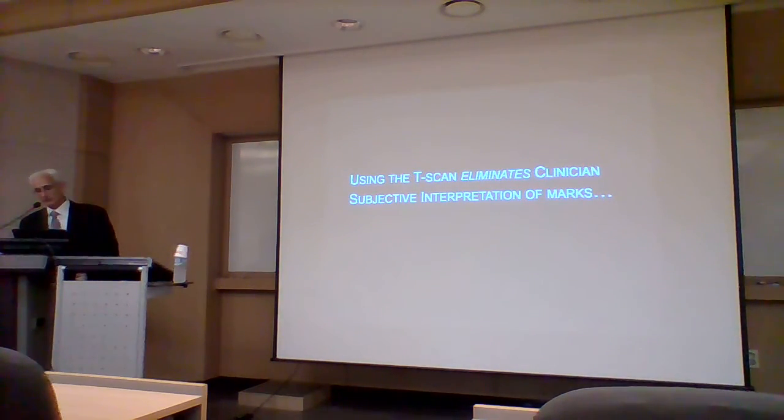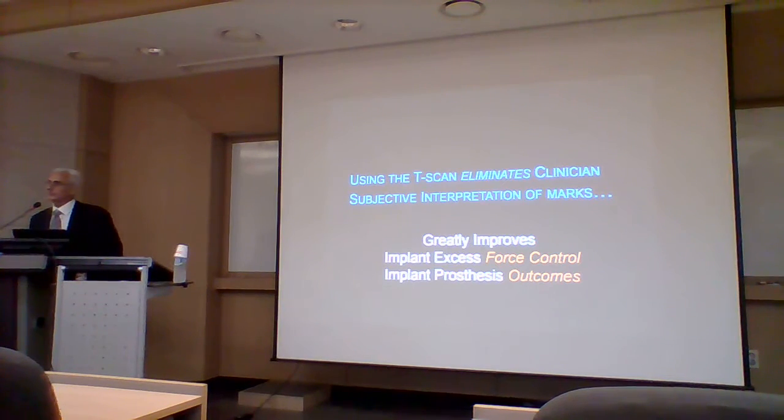So with the T-scan, you can eliminate this problem because it shows you which teeth are forcible and which teeth aren't, which contacts are and which contacts aren't. And then you choose them intelligently rather than looking at the ink as if it's explaining something to you.